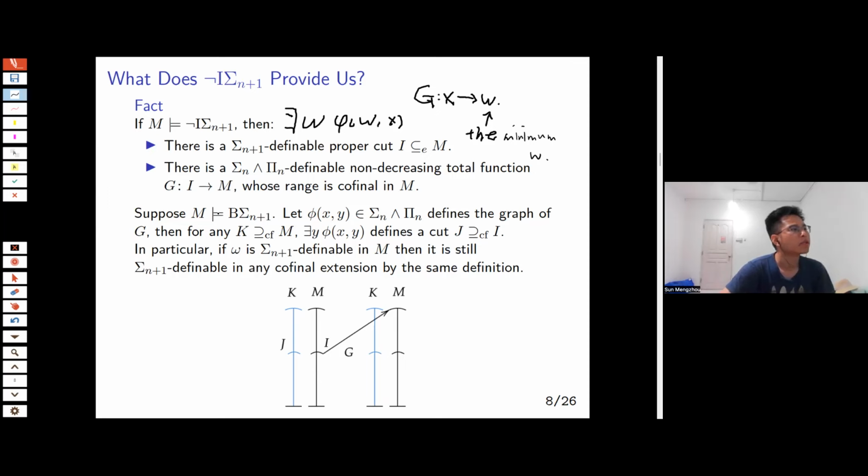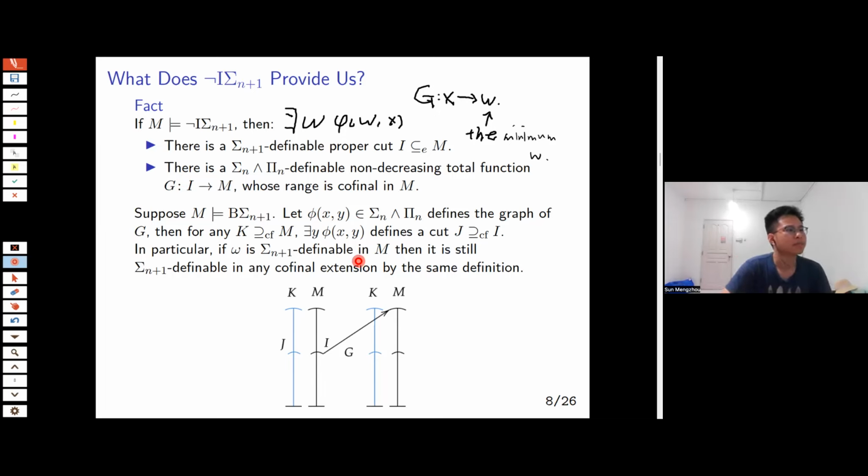And if M satisfies B sigma plus 1, so by Gatman Dimitrokopoulos result, we know that we have n plus 2 elementarity. And under this amount of elementarity, we know that in a cofinal extension K, the same definition of G, we also know that G is a function from my initial segment to the whole domain, and also G is cofinal in K. This fact can be transferred to K.